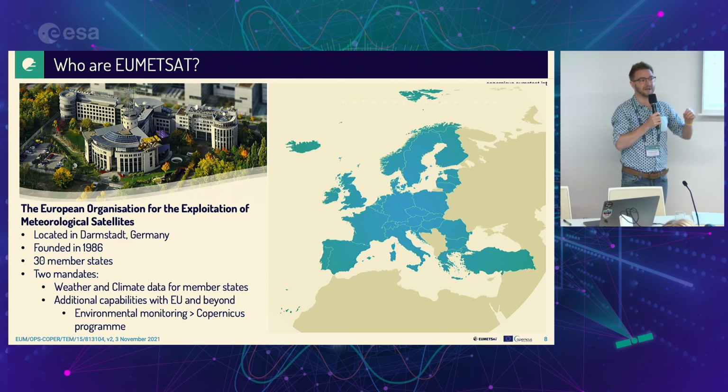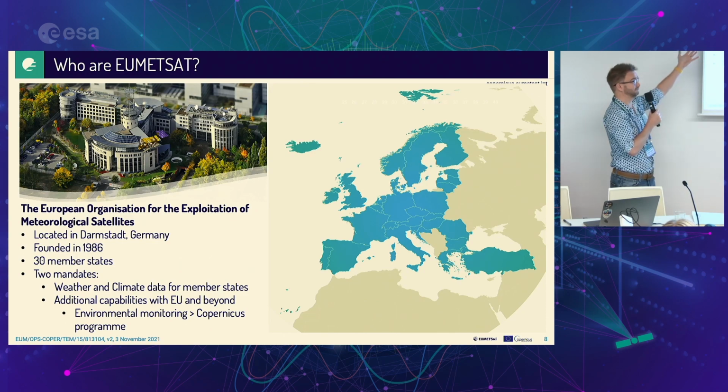And historically, we're best known for dealing with data for weather and climate, thus the name of the organisation, meteorological satellites. And indeed, this is probably our single most important purpose: to deliver operational weather data to our national member state organisations, and then that's disseminated to the public at large via the services that they operate.